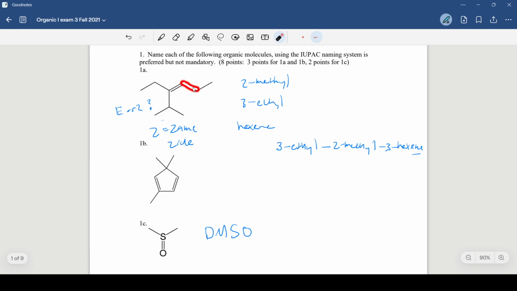So if we look here, the largest group is this one, so it's going to be here. And then versus these two groups, this bottom one is larger. And see how they're cis to each other, right? They're on the same side, so it's going to be Z. Okay, any questions on that?